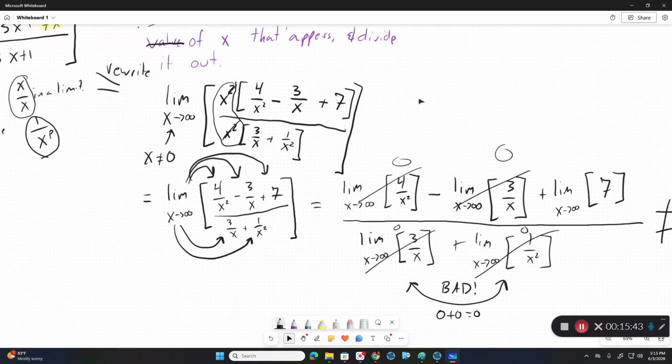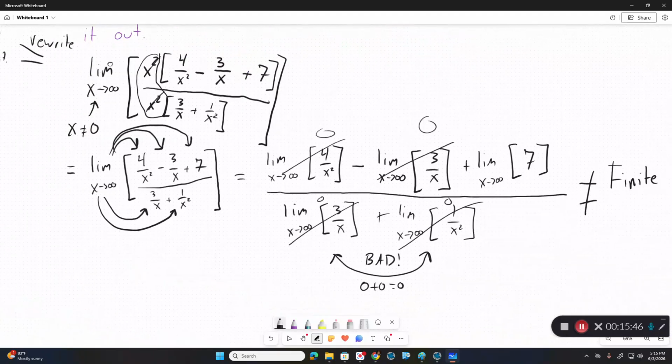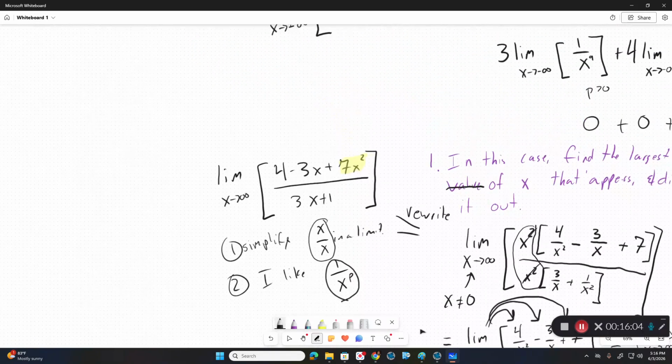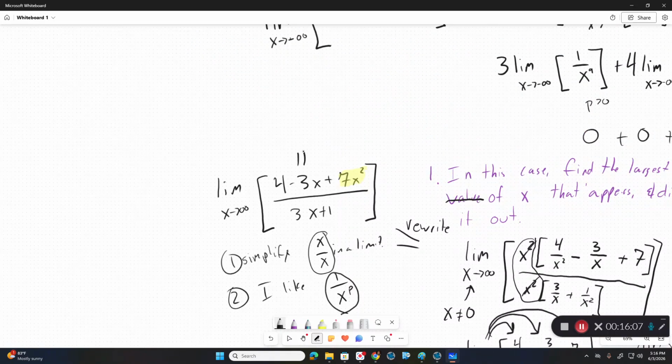I can know what it's going to be like if I just plug in a fairly large value of x. As a reminder, this is the limit as x is approaching infinity. Let's try, and we're really just trying to get a sign, let's try f of 1,000. That's something we can plug in. So I'm going to go back to the original: 4 minus 3 times 1,000 plus 7 times 1,000 divided by 3 times 1,000 plus 1.